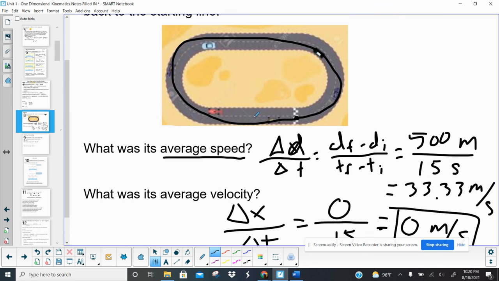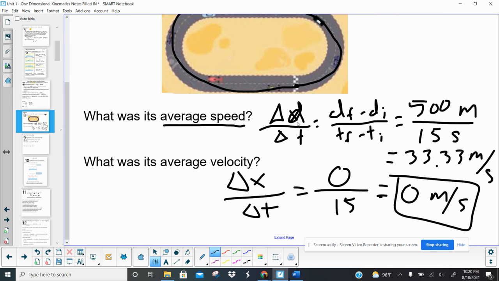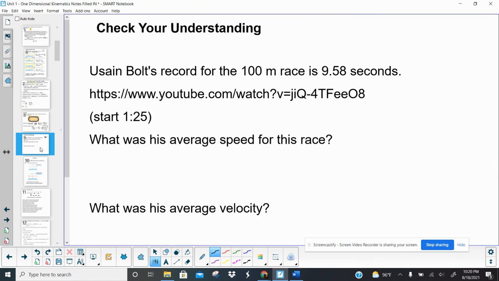Seems very weird. You might wonder why that's even useful to us, but there are a lot of cases where talking about average velocity is going to be useful to us. Sometimes, again, if you're coming back to where you started, it does end up being 0.